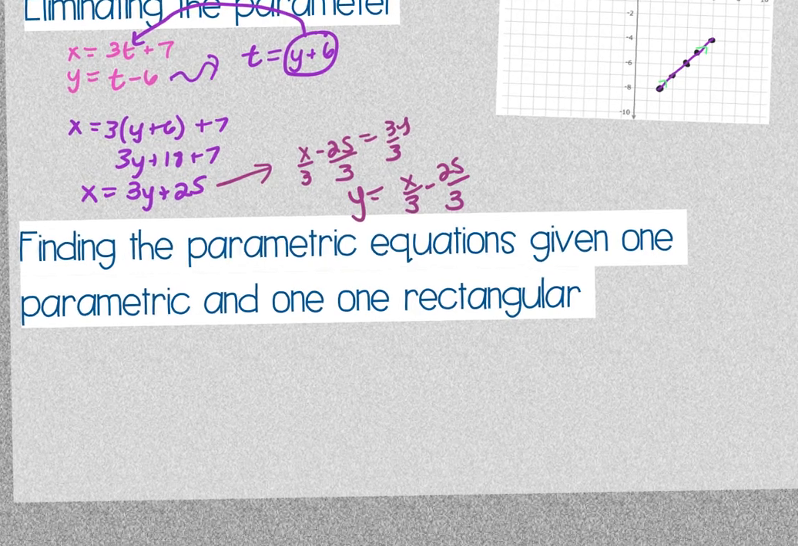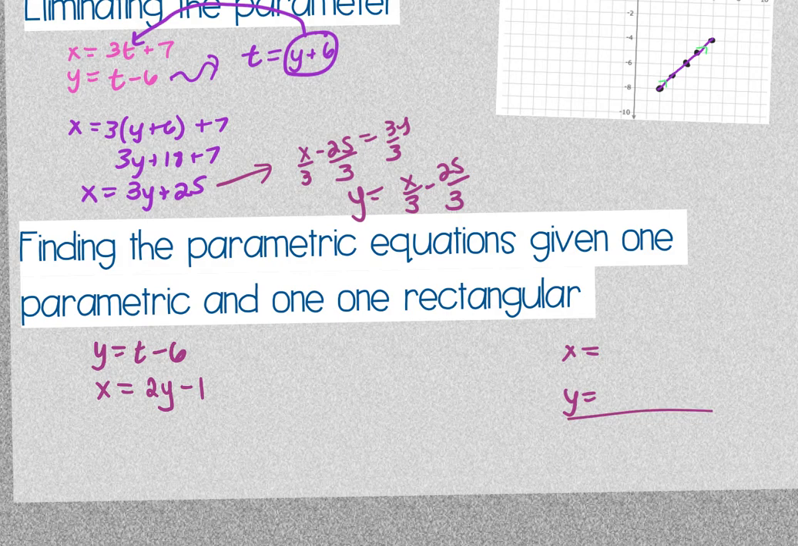Then the third thing from 9.4 was the reverse, finding the parametric equations if you're given one parametric and one rectangular. So you might be given like a y equals t minus 6, where one of them has a t in it, and then the other one would not, like 2y, maybe minus 1, something like this. So the goal is obviously look for the one that has the t in it, which in this case is the y. The lines are going to be there for, I think there's two lines. One is an x equals and one's a y equals.